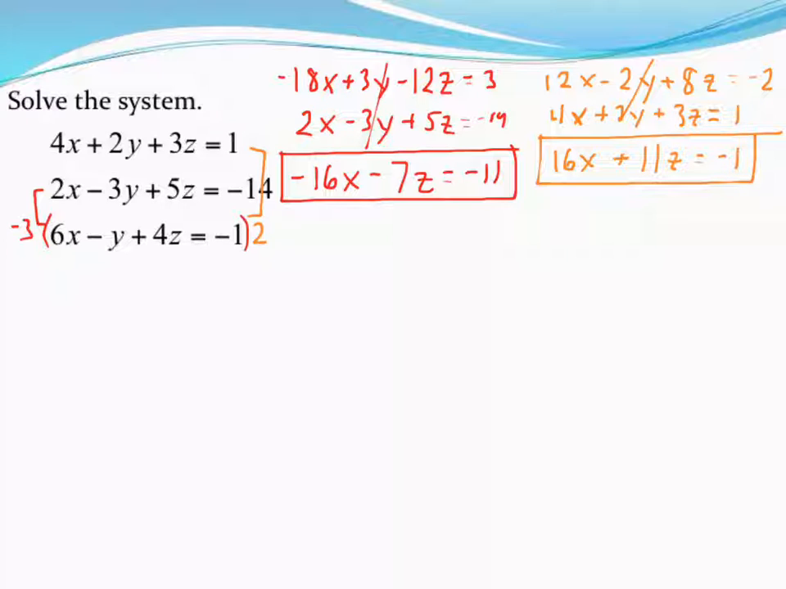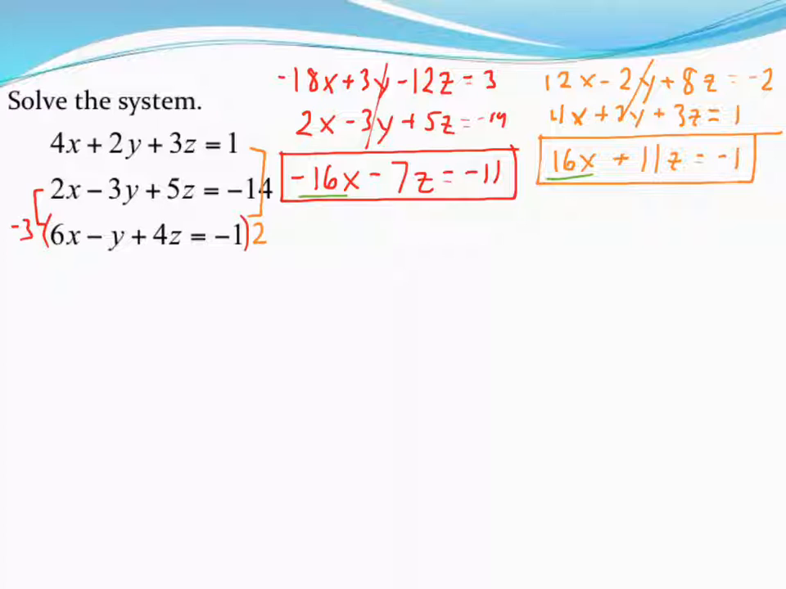So we were really lucky, and look what happened. I had -16x and +16x. That was a total coincidence. That won't always happen, but since it did, let's take advantage of that. So I actually don't need to multiply anything. I can just add these two equations just the way they are to get rid of x.